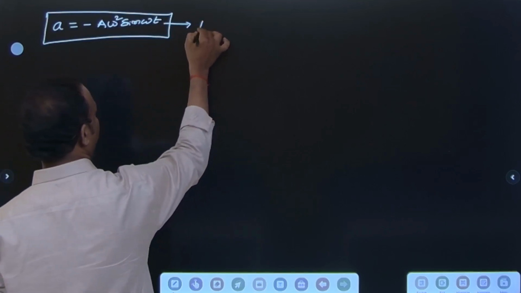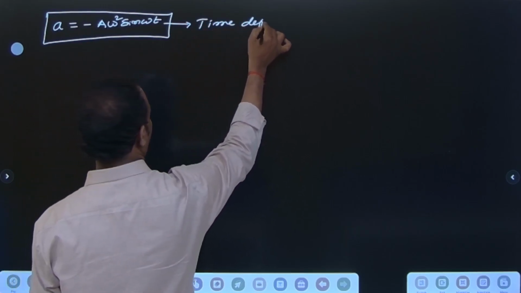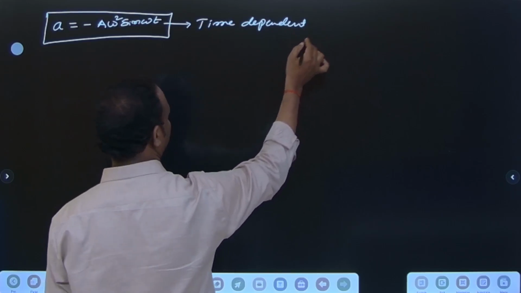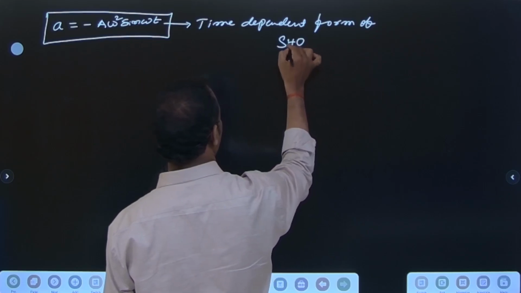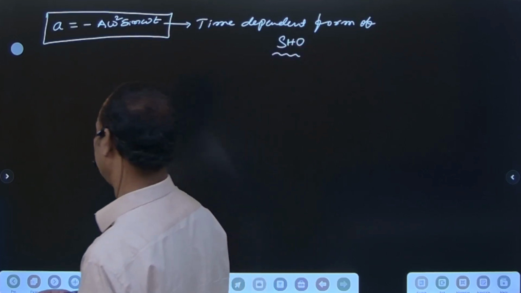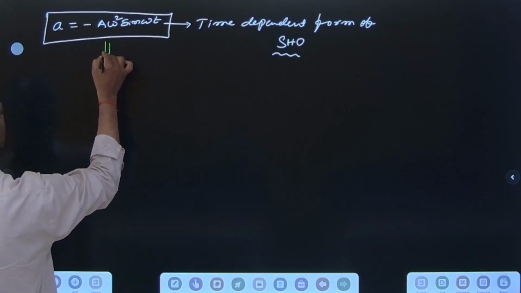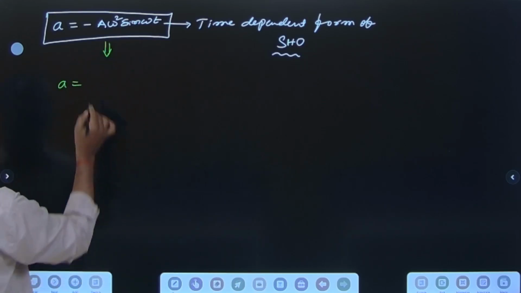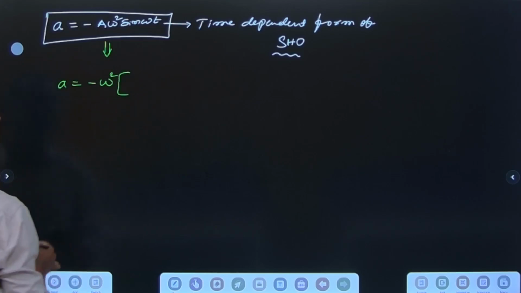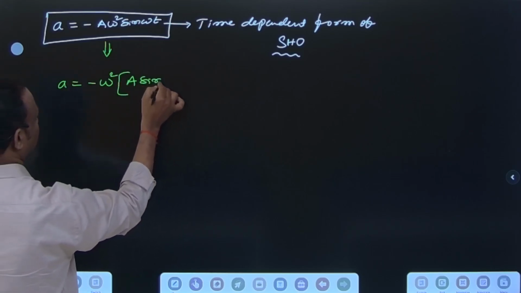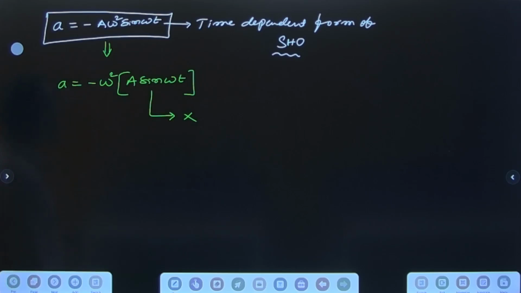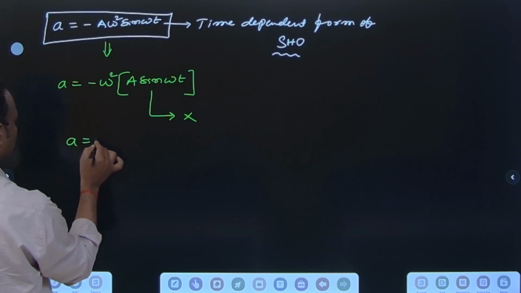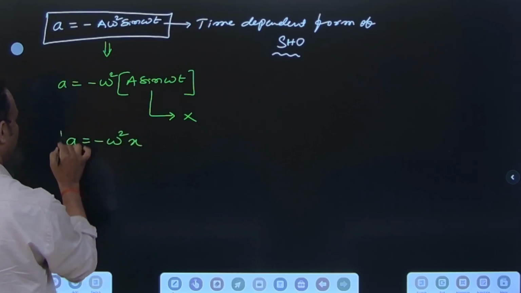This is the time dependent form of SHO, simple harmonic oscillator. If you write this from here, a is equal to minus omega square times A sin omega t. What is A sin omega t? It is the position of a particle in SHM. So a is equal to minus omega square x.